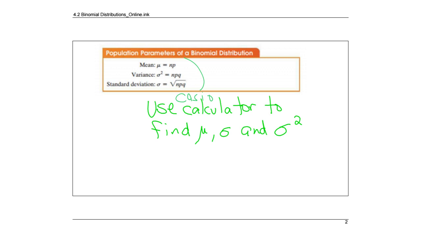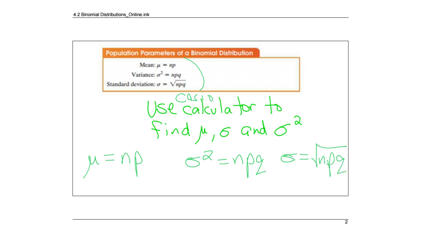And here are the formulas. For the mean, we're just going to take n times p. You could see from part 1 that we find n, p, and q from the problem. For the variance, which is sigma squared, we're going to take n times p times q, pop that in our calculator. And finally, for the standard deviation, we're going to take the square root of the variance. So take the square root of n times p times q. And these are on your formula sheet as well.